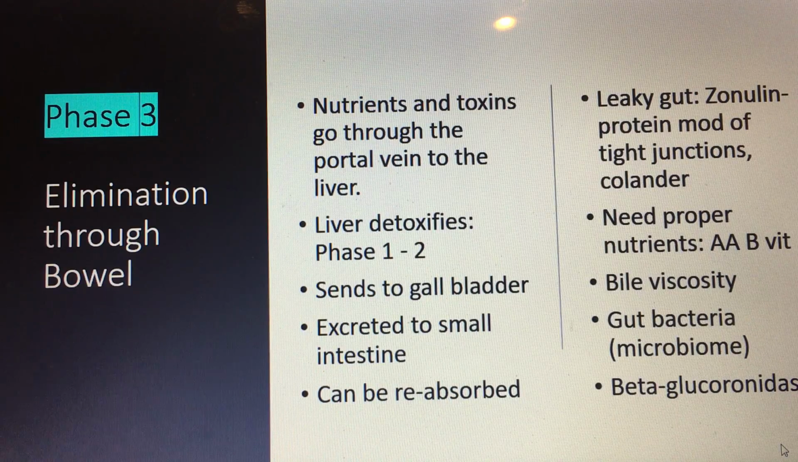The gut bacteria are very important with elimination. The gut bacteria, if they're normal, will help to secrete mucin, which lubricates the inside of the colon and protects from bad bacteria getting in. And beta-glucuronidase, we also talked about that.